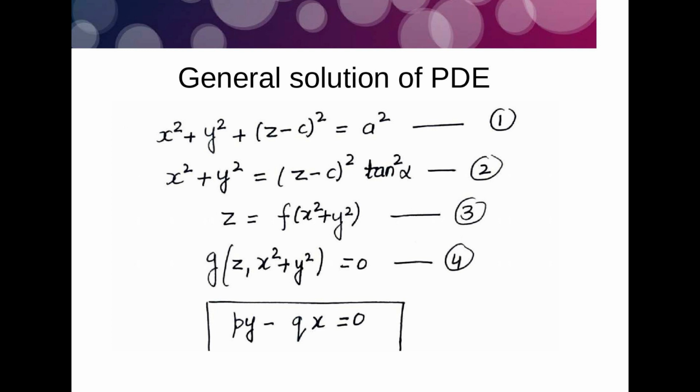If you have gone through lecture 1, then the partial differential equation corresponding to all these four surfaces is given by py minus qx equal to 0, and this is a first order partial differential equation. It means if we have to find the general solution of such partial differential equations, then there are two options. Either there are going to be two arbitrary constants, just like equation number 1 or 2, or there is going to be one arbitrary function in the general solution, as we have in equation number 3 and 4.